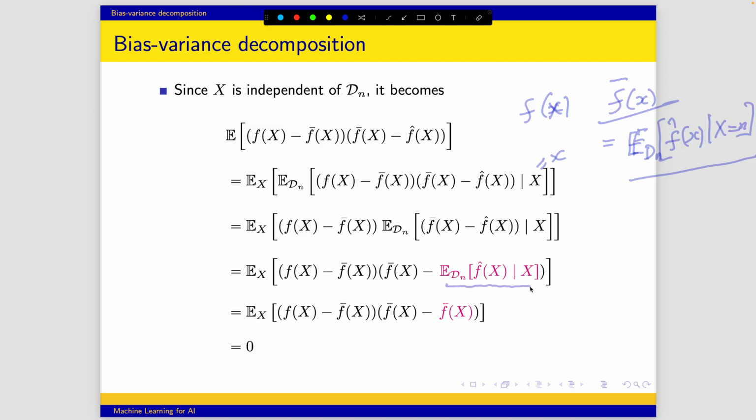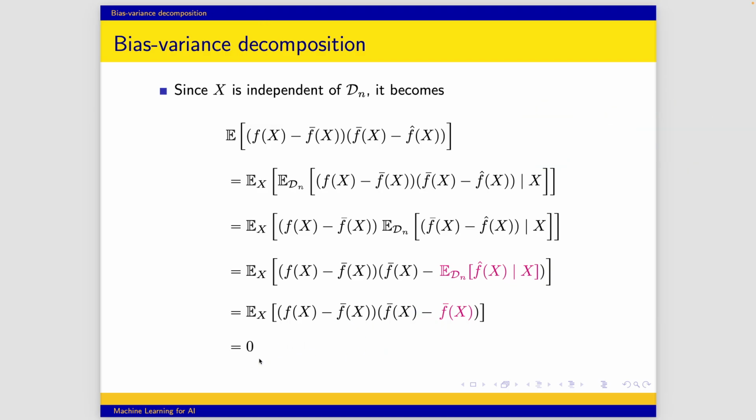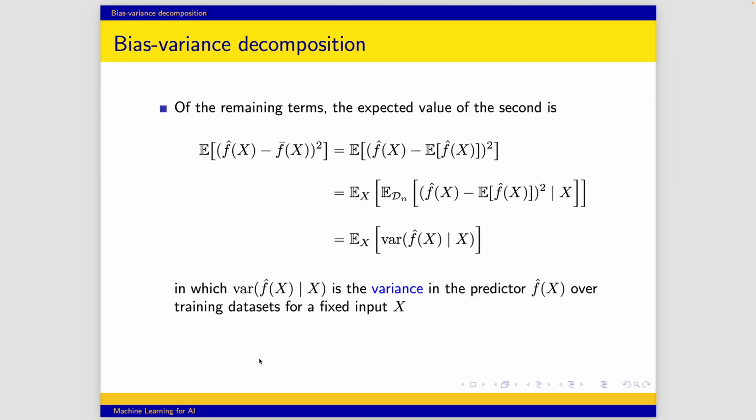And what is this? This is exactly f bar. That's how I've defined it. So we end up with the expected value over x of this thing here times f bar of x minus itself, which is obviously 0. So we get the expected value over x of 0, which is, of course, just 0. So again, this cross term disappears. Okay. Now, what do we have left?